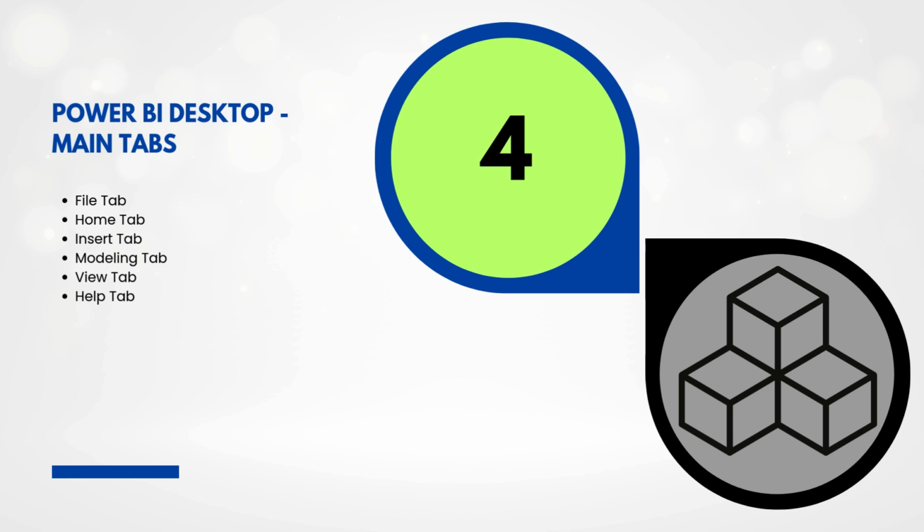Then comes the Modeling tab, the brain of Power BI. Here you create measures, calculated columns, and set up security rules with DAX. The View tab lets you style your report, apply themes, manage bookmarks, and analyze performance. And finally, the Help tab, your gateway to tutorials, documentation, and the Power BI community. Together, these tabs make the ribbon the ultimate control panel for building powerful reports.